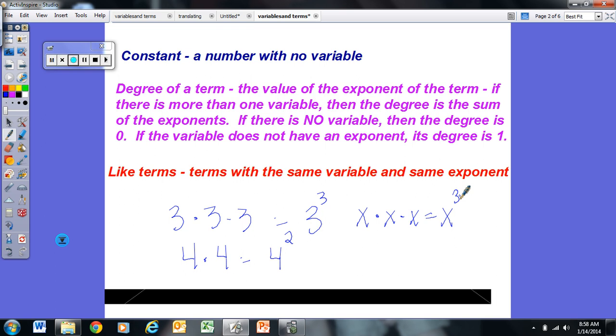And again, we're going to do examples of all of these. So just get the definitions down and make sure you understand the words. And if you don't, call one of us over. We'll be happy to help you. Like terms are terms with the same variable and same exponent. And we're going to get to those later, but they're really, really important.